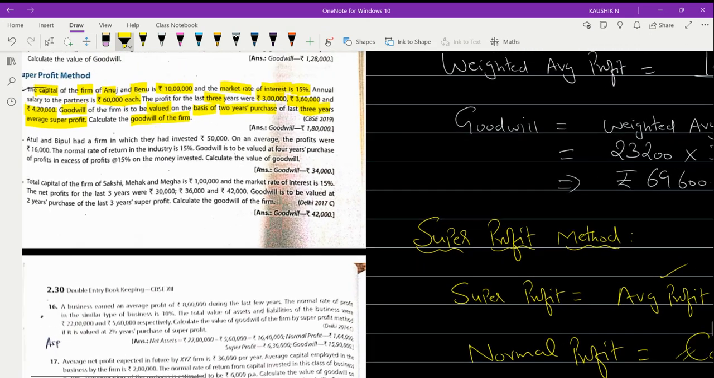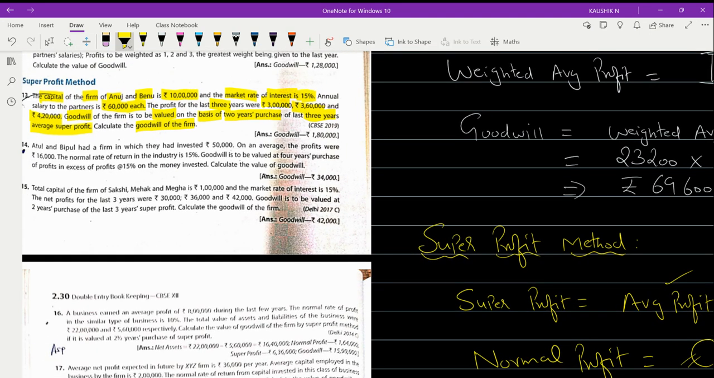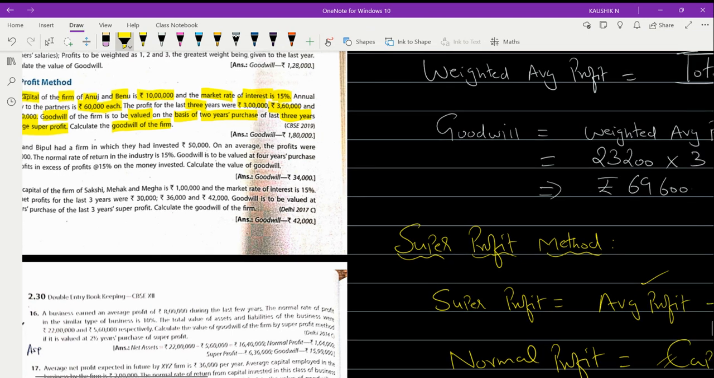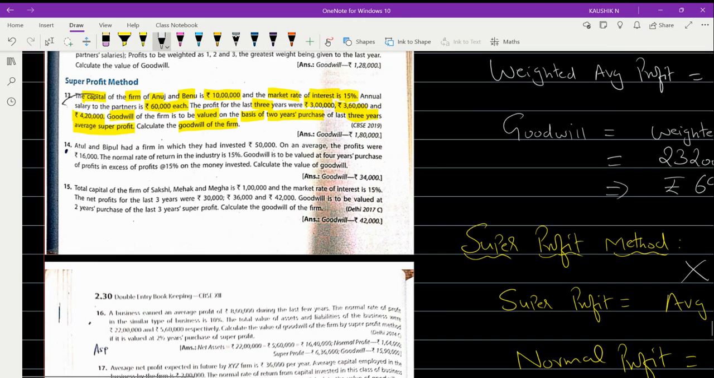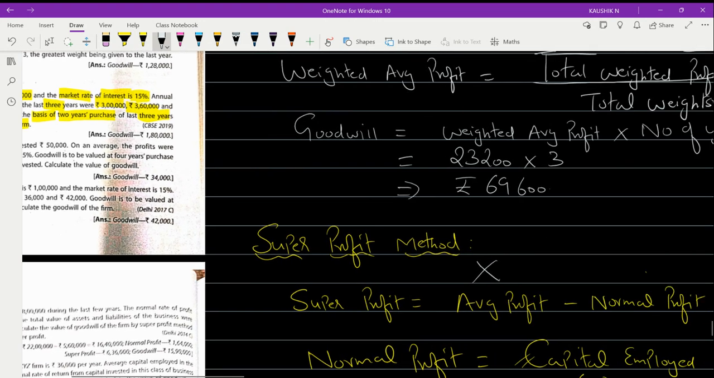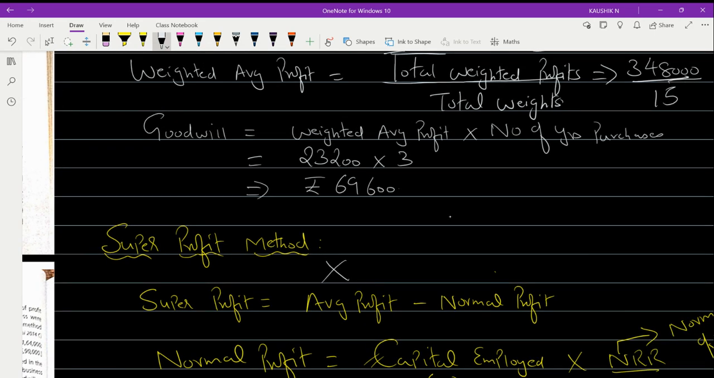Average profit straight-ஆ கொடுத்துருக்காங்களான்னு பாருங்க. இல்ல, கொடுக்கல. சரி, அப்போ normal profit-ன் value directly கொடுத்துருக்கானான்னு பாருங்க. Directly கொடுக்கல, but capital employed மற்றும் NRR இருக்கு. வெரி குட். So normal profit-உம் directly கொடுக்கல, ஆனால் கண்டுபிடிக்கிறதுக்கு வேண்டிய information நமக்கு இருக்குது.